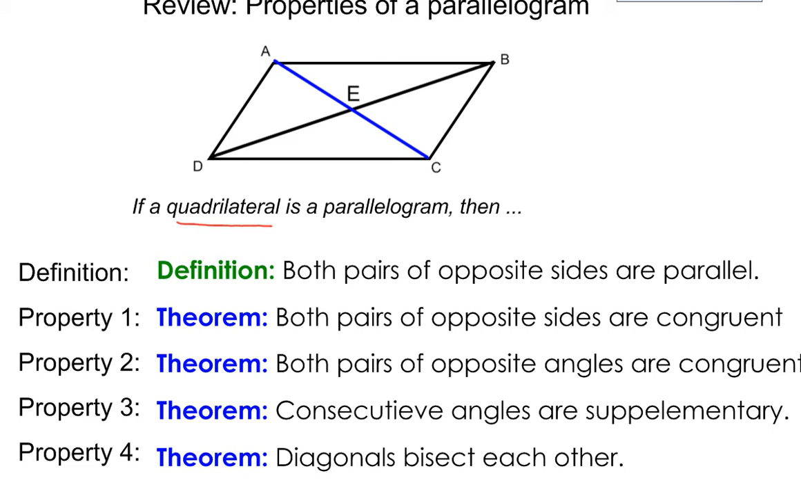Number one, both pairs of opposite sides are congruent. Another theorem that we discovered, which is another property, is that both pairs of opposite angles are congruent. So one has to do with sides, the other has to do with angles. A third property is that the consecutive angles, and I spelled consecutive wrong, there's an extra E in there, consecutive angles are supplementary. And the fourth property is that the diagonals bisect each other.